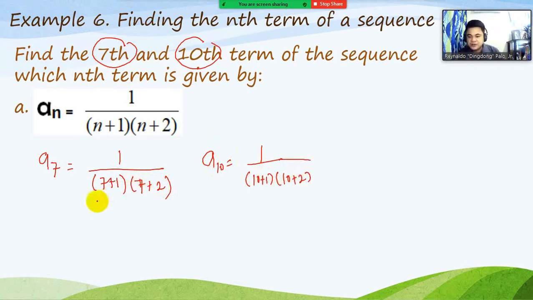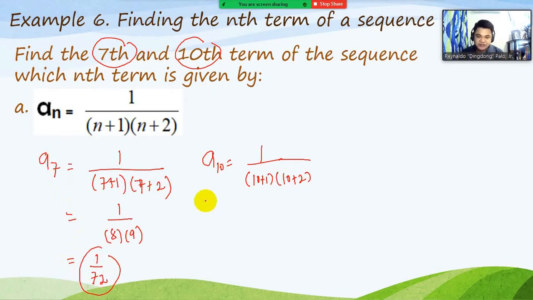Then let us simplify. 1 over 7 plus 1 is 8 times 7 plus 2 is 9. Then simplify. What is 8 times 9? Can I hear an answer from you? 8 times 9 is 72. So therefore, the answer is 1 over 72. This is now your 7th term.